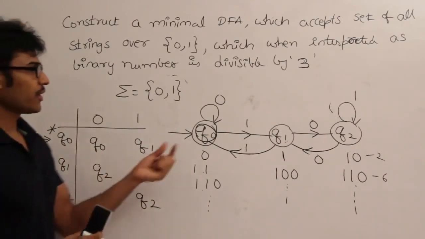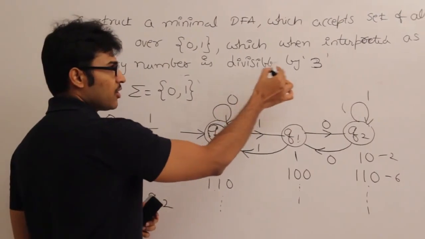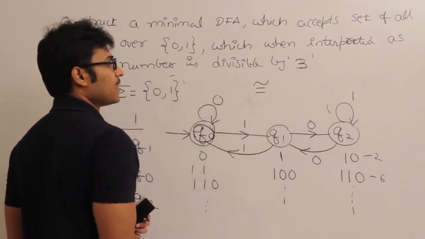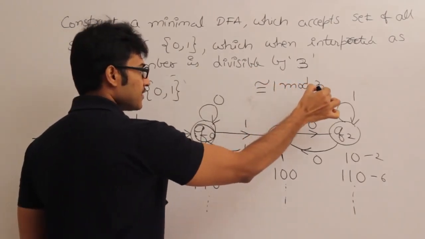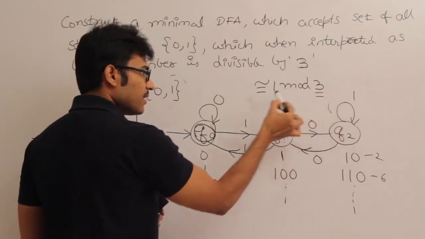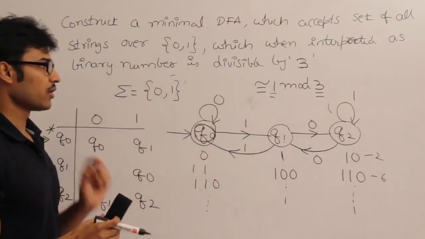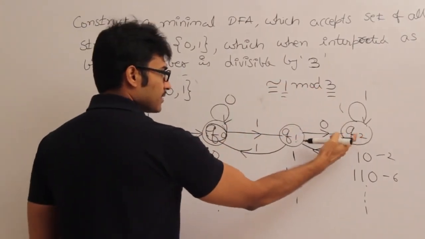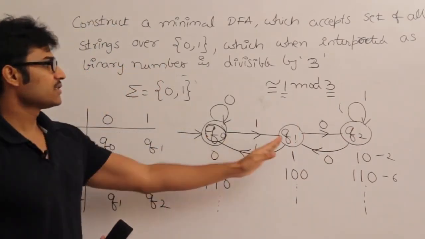One interesting point is that the question can even be extended like this. The number need not be divisible by 3. They can ask that the binary number should be congruent to 1 mod 3, which means if I divide the binary number by 3, the remainder should be 1. In that case, the final state will be Q1, not Q0. Or the question can be congruent to 2 mod 3. In that case, the final state is Q2. So the final states will change.